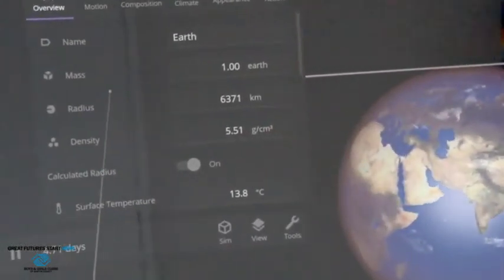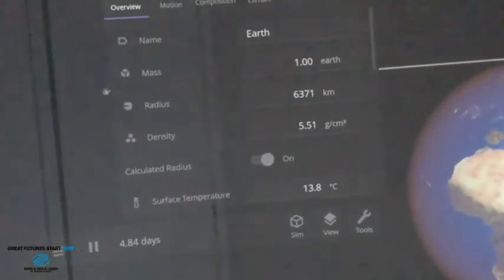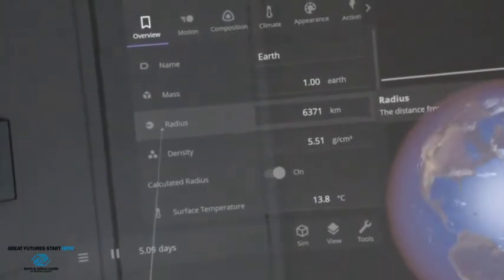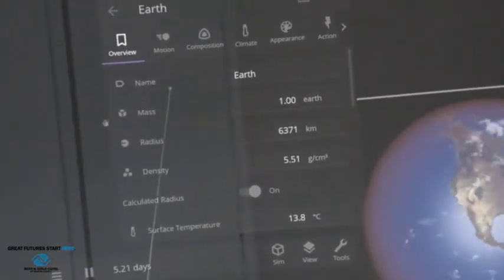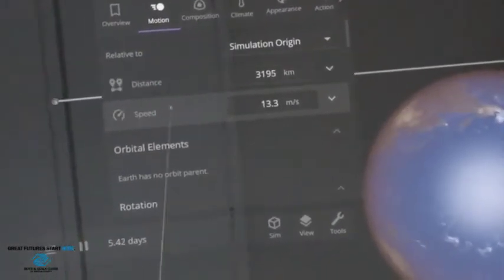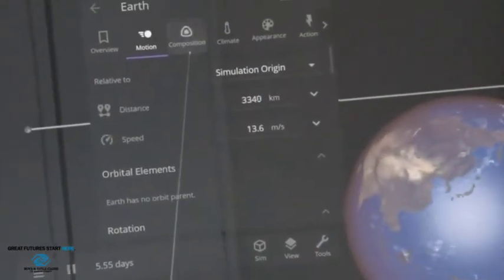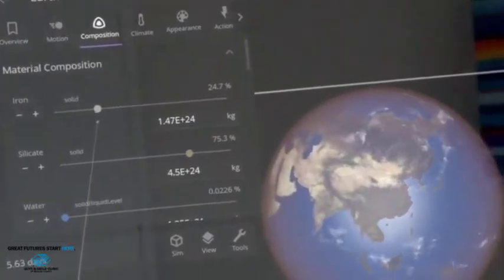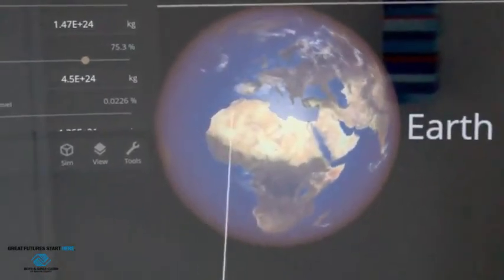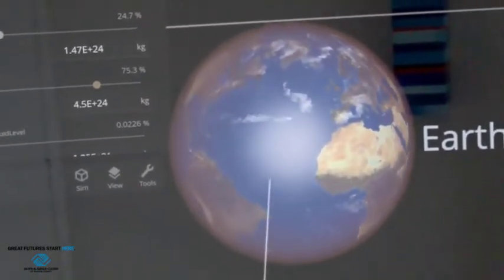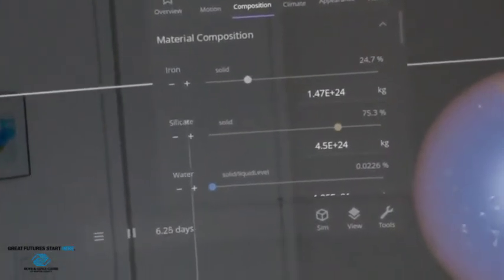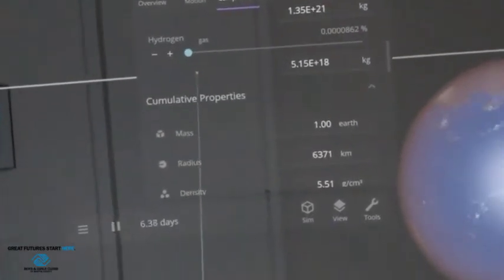So we here have a little bit of a fact sheet about the Earth. We can see how much it weighs, or its mass, how big it is, or its radius, and a lot of other information, like its motion, how fast it's moving, how far it moves. We can also see its composition. Another word for composition is the stuff that makes up the Earth. It's land and the oceans, seas, and rivers. The big ones to think about are iron, silicate, water, and hydrogen.